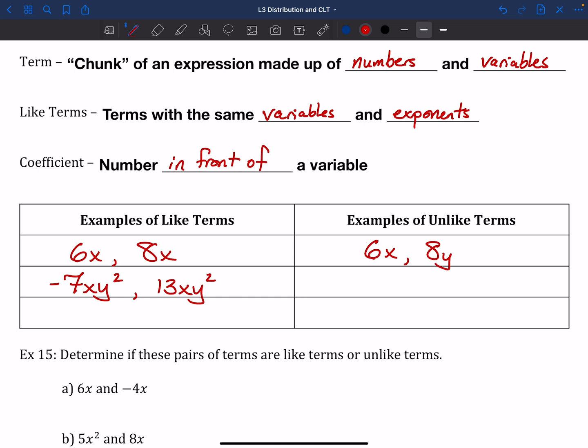Those are just coefficients. But the variables match, right? They both have x and y. And then they both have a second power, right? That squared part on the y's, right? That's what makes them like terms, is that they really do match up.